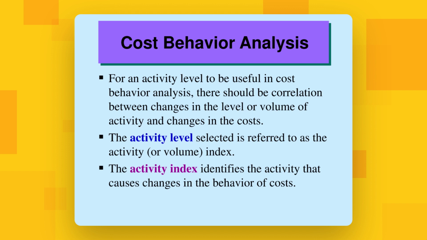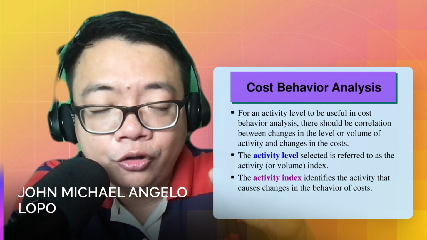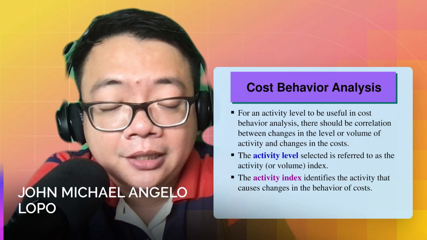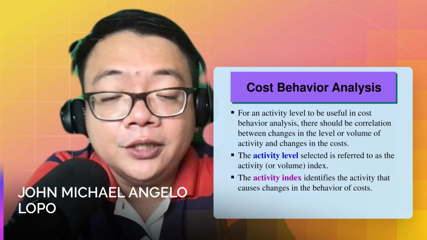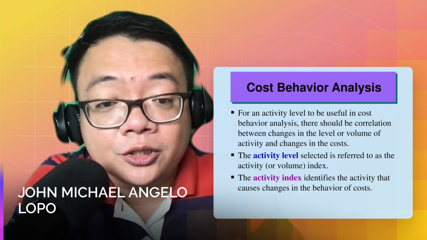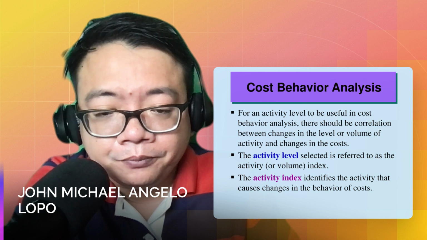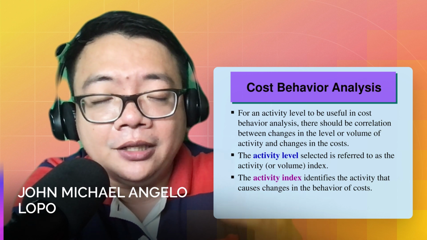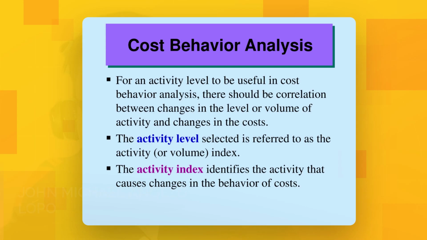All right, so that's why class, that's one of the things that we need to consider, that in every activity level, what will happen to the variable cost, the variable cost per unit, the fixed cost, and your fixed cost per unit. Later, class, I will discuss how the costs will react or change in every change in your activity level. All right.